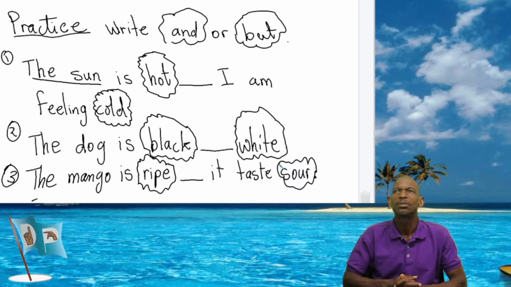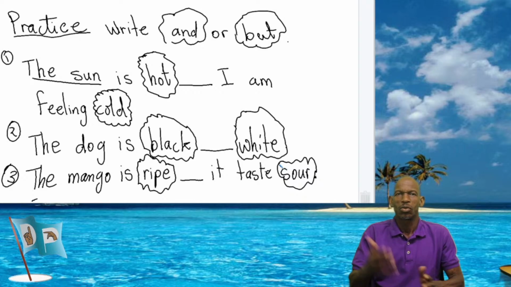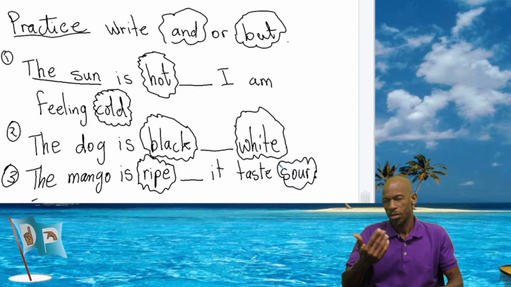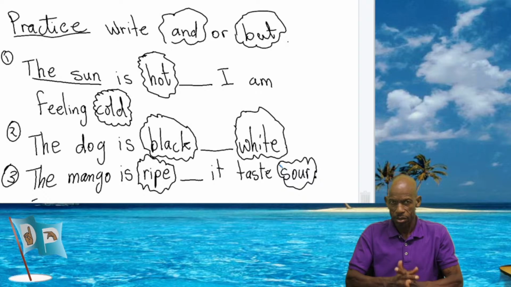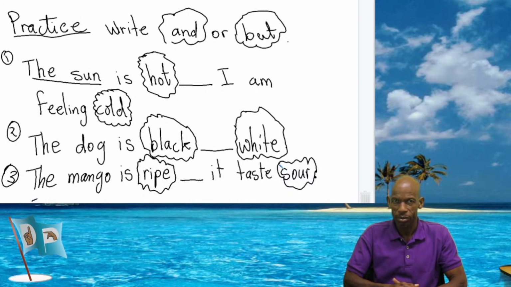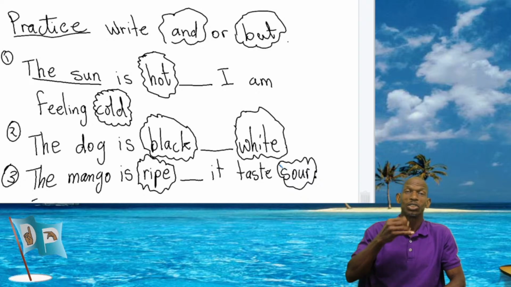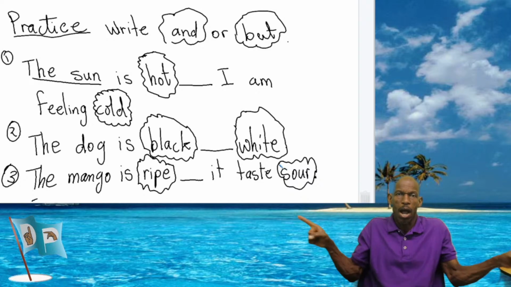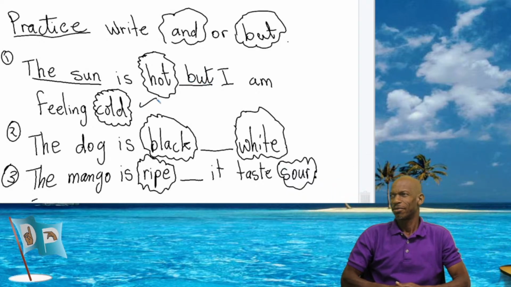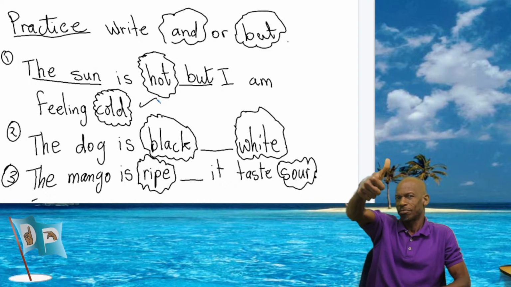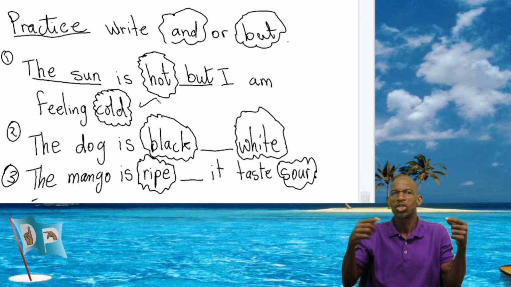Okay, signing the sentence. Start over again. I didn't realize they were just signing the sentence. The sun, go ahead. I'm seeing you now. Very good. The sun is hot, but I am feeling cold. Correct, Karen. Excellent. Because the opposite of hot is cold.